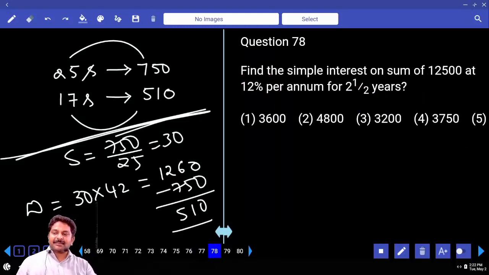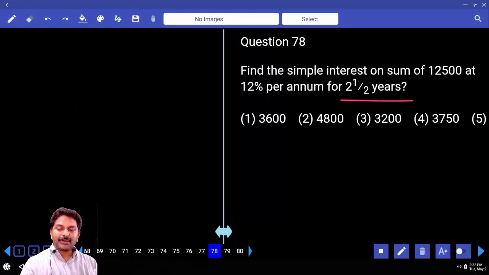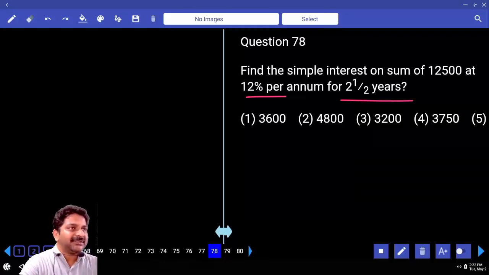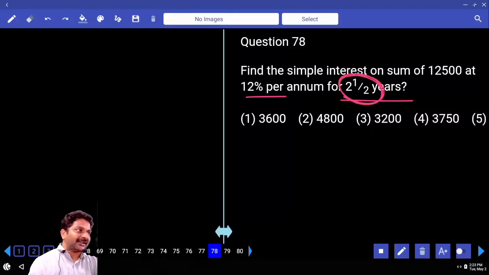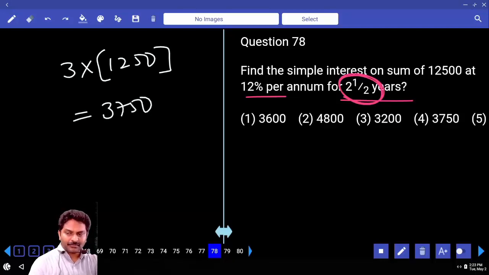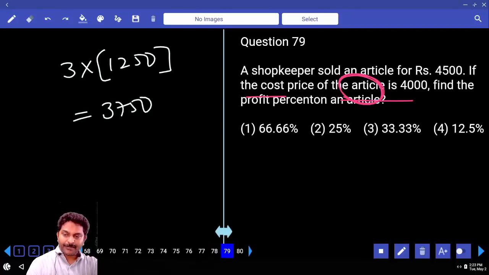Find the simple interest on sum of 12,500 at 12% per annum for 2.5 years. Right. Simple interest. If it is for 1 year, 12%. For 2 years, 24. For half year, 24 plus 6. That means for 2.5 years, we'll have to calculate 30%. 3 into 10% value. 10% is 1250, so 3750.